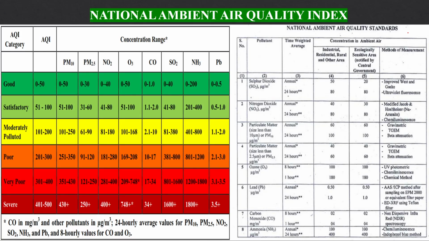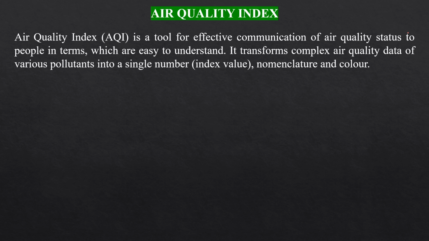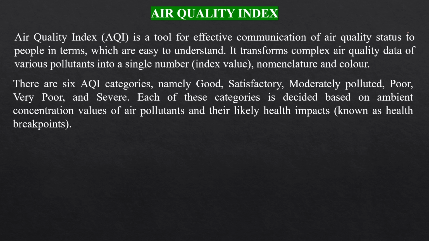In this video, I will discuss the National Ambient Air Quality Index. Air Quality Index is a tool for effective communication of air quality status to people in terms which are very easy to understand. It transforms complex air quality data of various pollutants into a single number, nomenclature, and color. There are six air quality index categories, namely good, satisfactory, moderately polluted, poor, very poor, and severe.